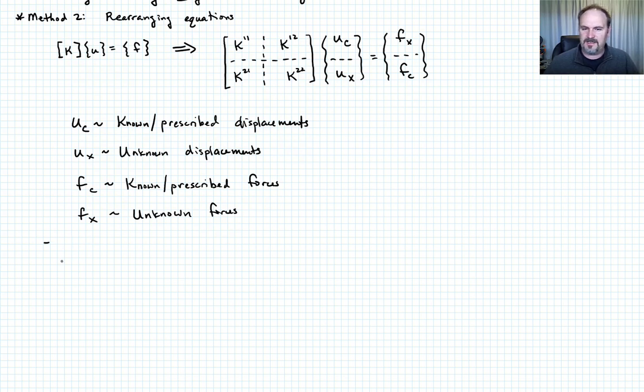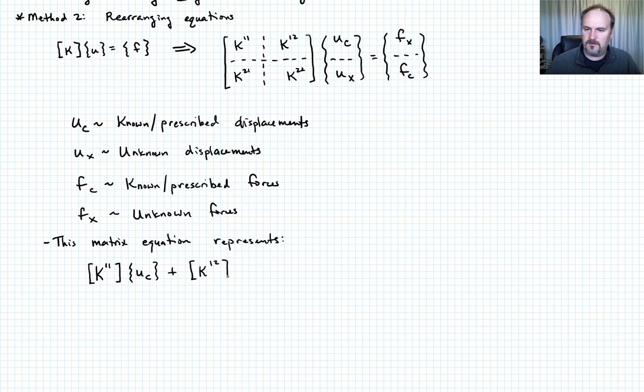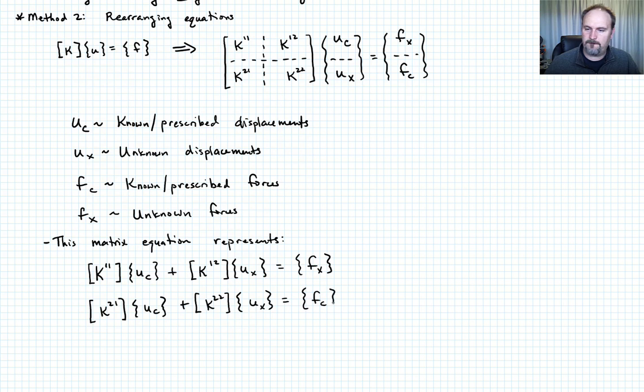So what do these represent? Let me multiply these out for you. So this matrix equation represents the following. The first equation would be K11, that submatrix, times the subvector UC, plus the submatrix K12 times the subvector U sub x is going to be equal to the subvector F sub x. And the second equation is going to be K21 times U sub C plus K22 times U sub x is going to be equal to F sub C. Okay, so let's call this first one equation 1, call this second one equation 2.